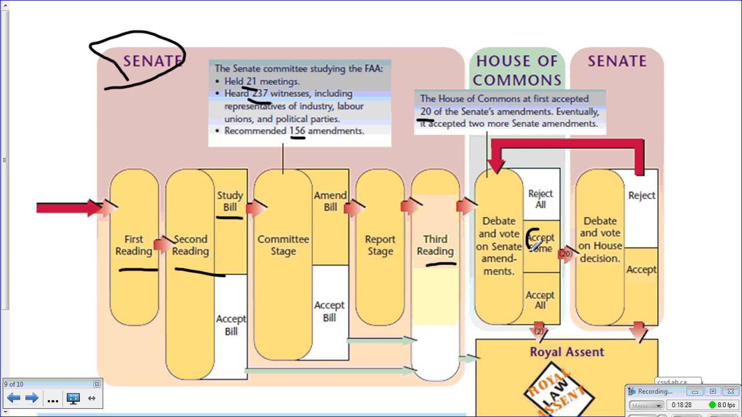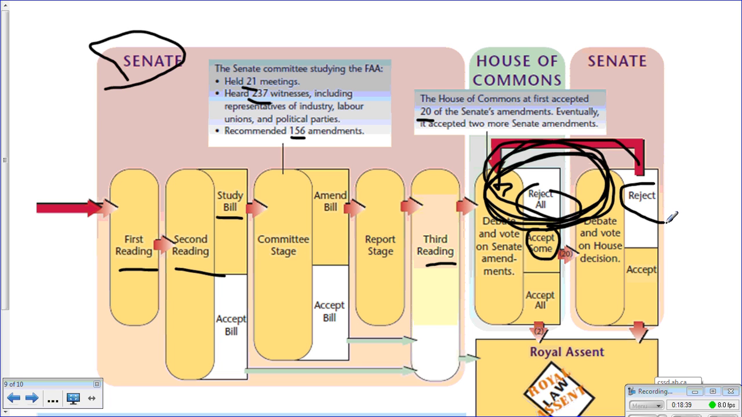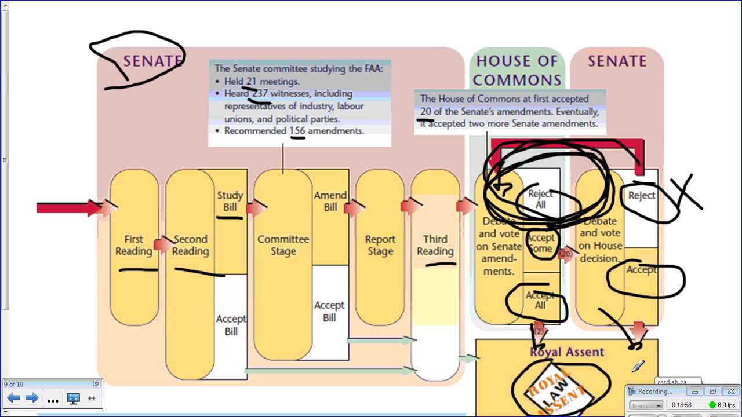So if they accept some and it comes back and they say, no, you still have to accept this, and they say no, and then it keeps going back like this. You can accept some, or you can reject all, which means you reject the bill. You can accept all and just say, yes, whatever you want, we like it. They can accept all, but again, the wording has to be the same on all of it. Once it's the same, it's passed in both, and it goes to our Governor General. Royal assent is given, and it becomes a law.